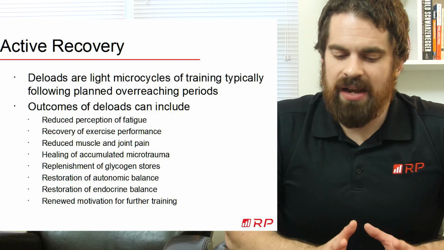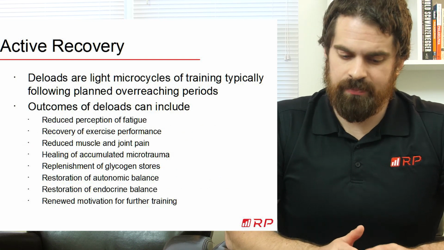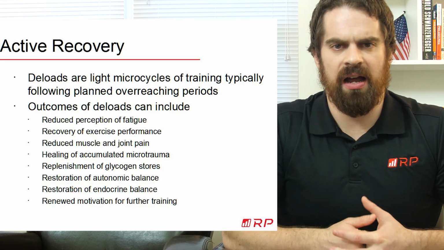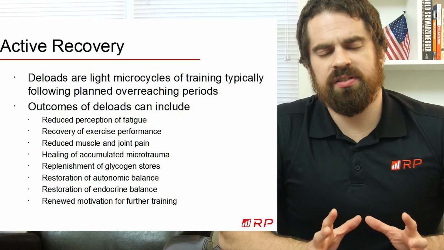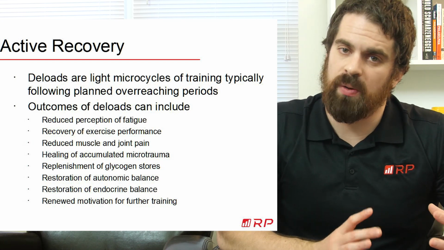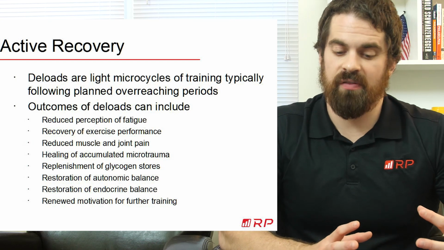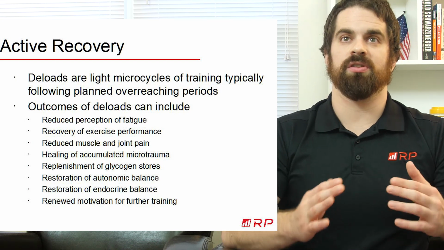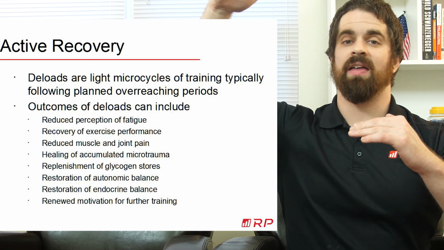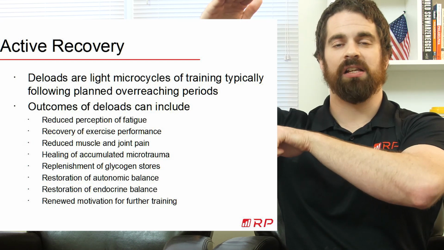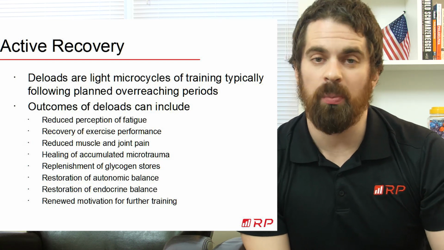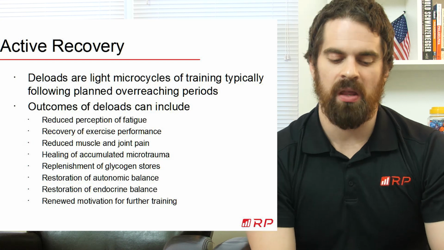Deloads are light microcycles of training, typically following planned overreaching periods. There we go. Man, I was trying to get it out. It was taking a while. So the deload is essentially a period of light training following the hardest portion of training throughout the mesocycle. So if you've ever seen some of our MRV stuff before, you usually will see us going from MEV all the way up to MRV, right? And that's usually followed by this deload, which is essentially 1 week or 1 microcycle of very light training, hopefully at the maintenance level volume.